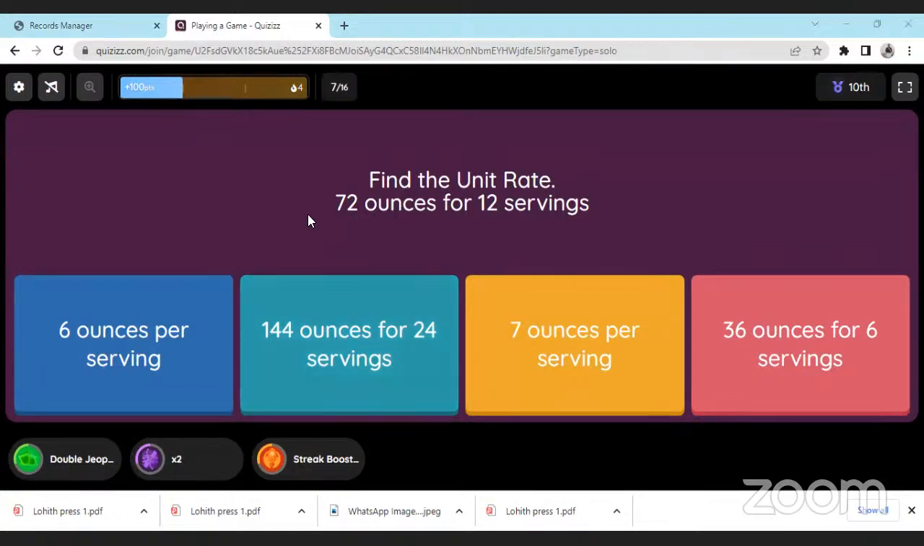Find the unit rate. They're not asking for 6 people or 24 people. They're asking for a unit rate. The key term over here is unit rate.